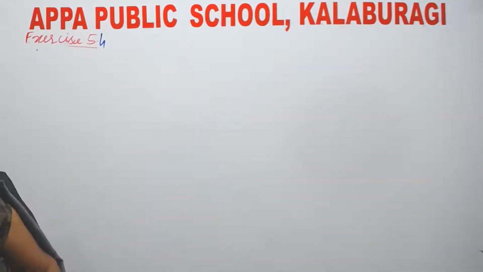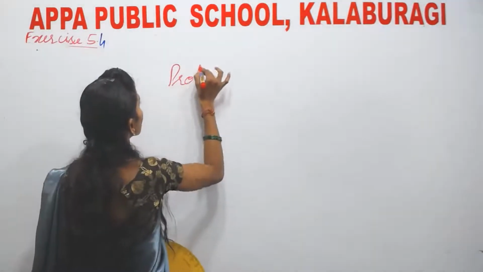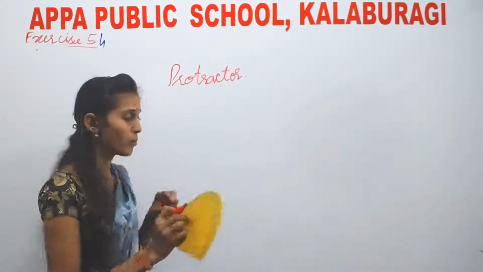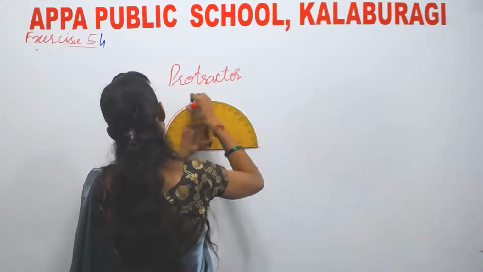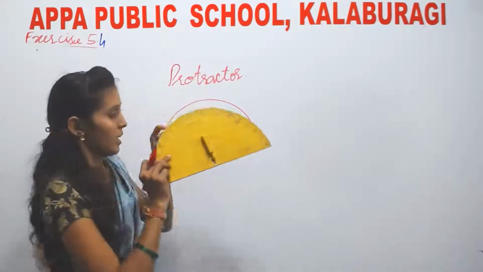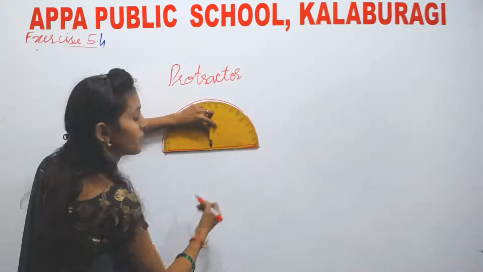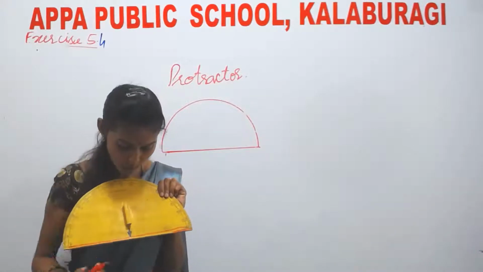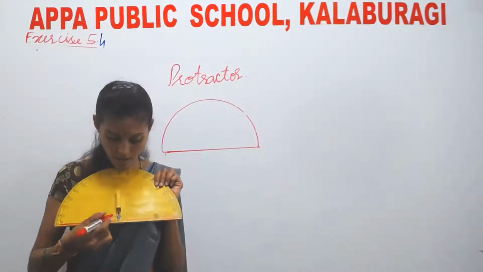This is the instrument we call protractor. Pronunciation is also important. Protractor we will use. This is the instrument used to measure angles. See this properly. It will have this baseline. You can observe your protractor also. This is the center point. Every protractor will have these parts: this is the center point.